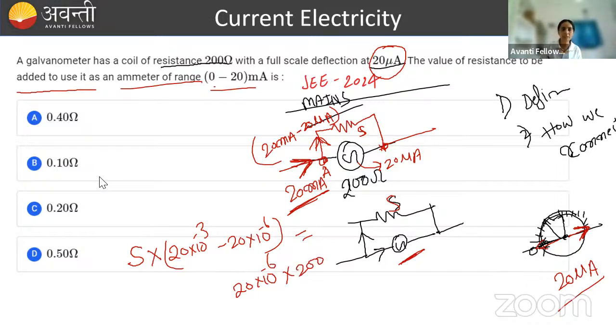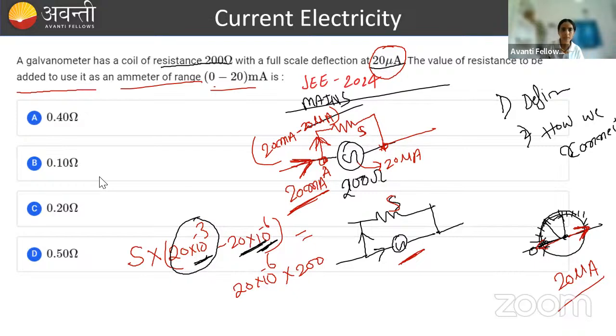Now look, in the question of ammeter, what is important for us? What is important for us is how we do the approximation. Here you can say this is in 10 to the power minus 3, this is in 10 to the power minus 6. So this value is 10 to the power 3 times greater than this value, right? So we can neglect this to solve the question. So you neglect it.